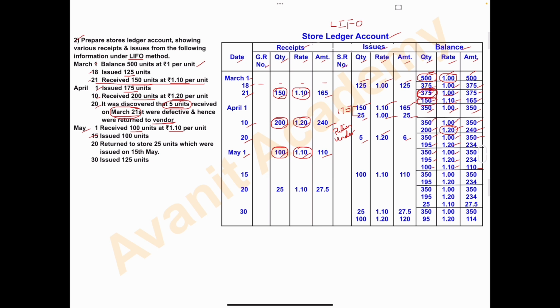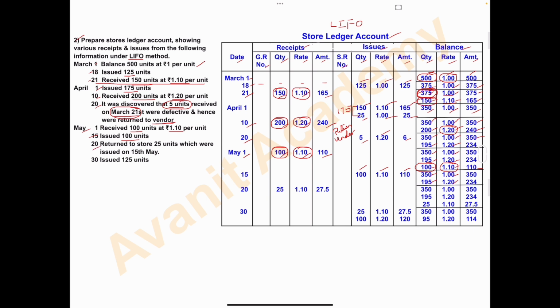May 15, issued 100 units. In the issues column, 100 units. Rate per unit is 1.10, and write the balance: 350 as it is, rate per unit 1, 350. Next is 195 as it is, 1.20, 234, and close. This 100 they have issued to the production department.